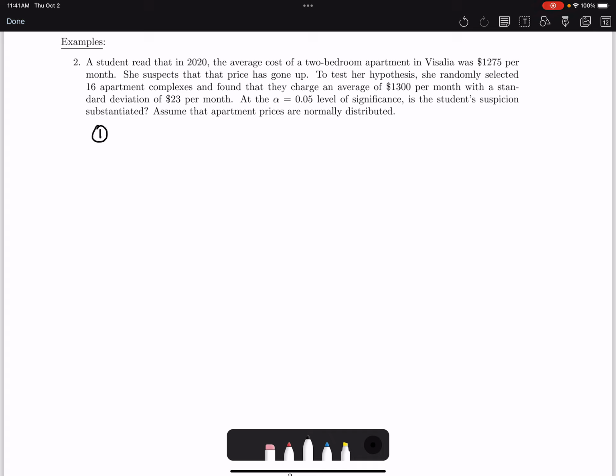Step 1. The null hypothesis is that the mean hasn't changed, right? It's the same as it was back in 2020. The average apartment price is $1,275 per month. The alternative hypothesis is the statement that this student is trying to prove. She's trying to prove that the price has increased, that mu is now greater than 1275.